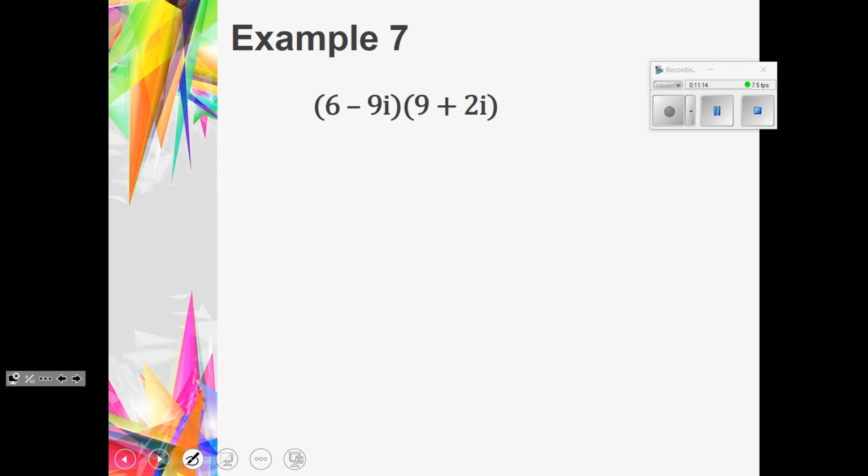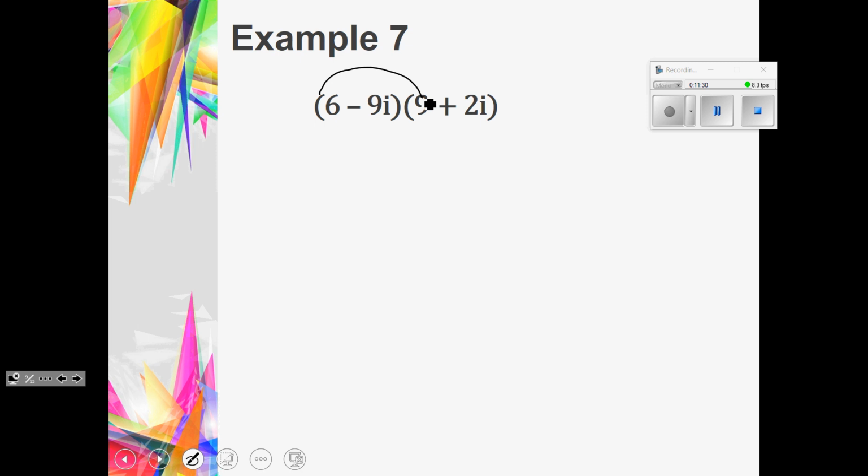What kind of problem is this? This is a multiplication problem, and it looks to me like it's a binomial times a binomial. So what are we going to do? We're going to FOIL. So here we go.